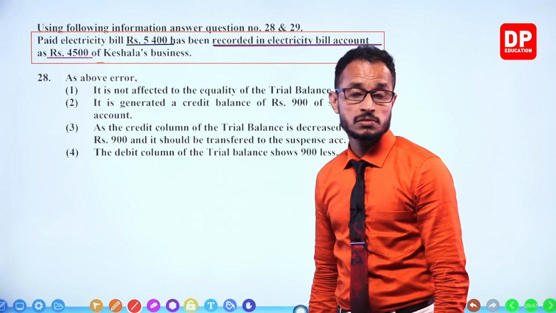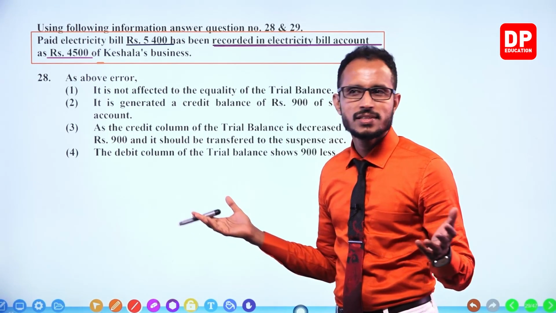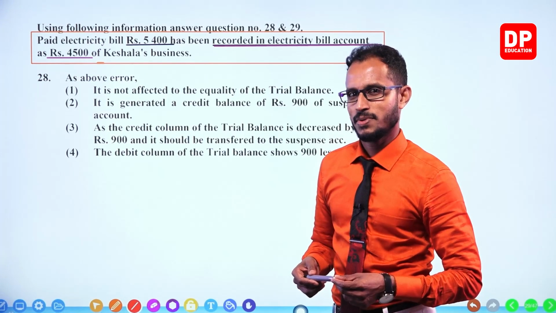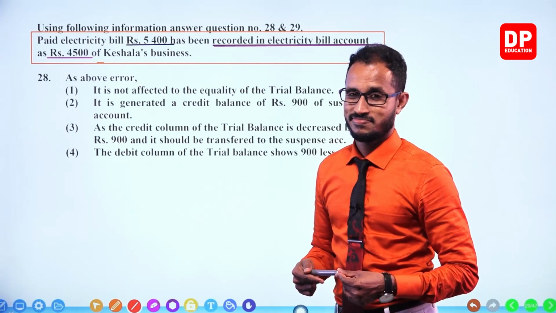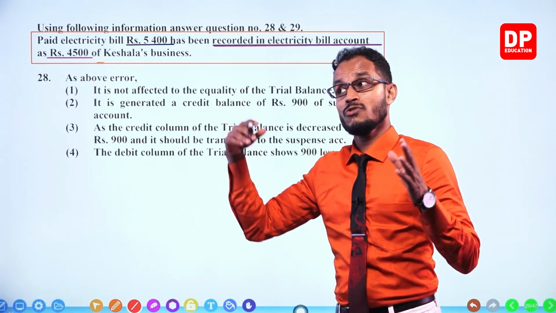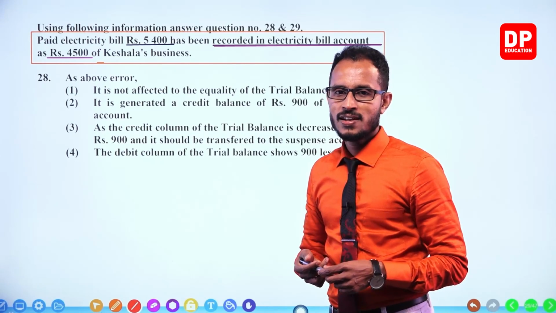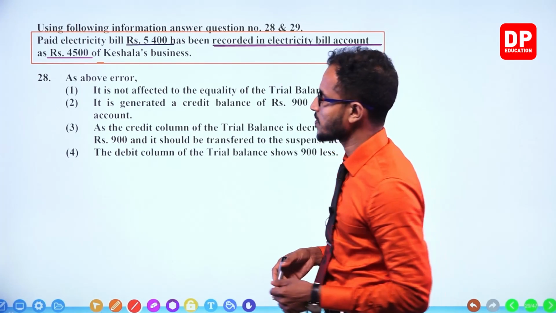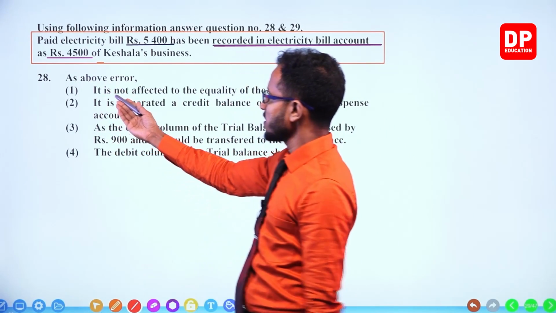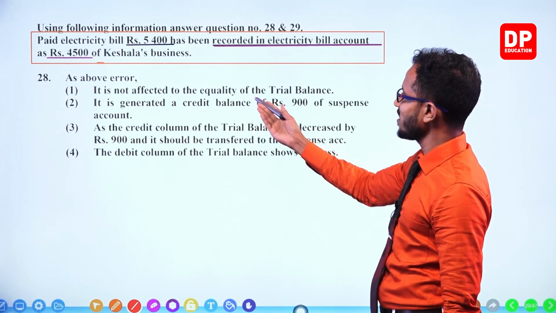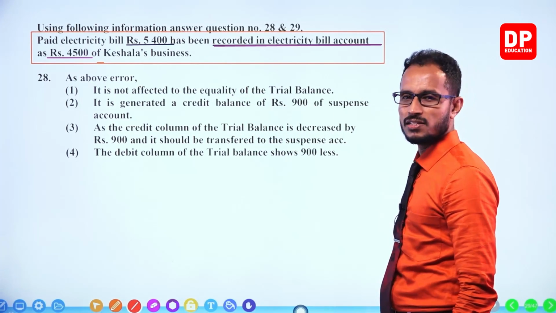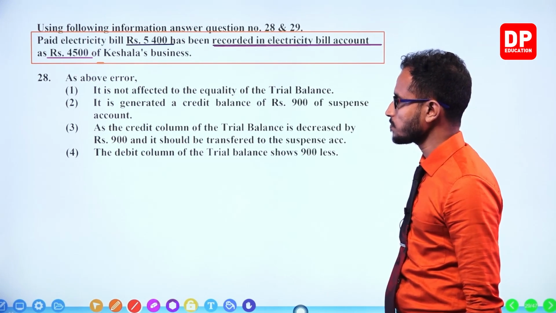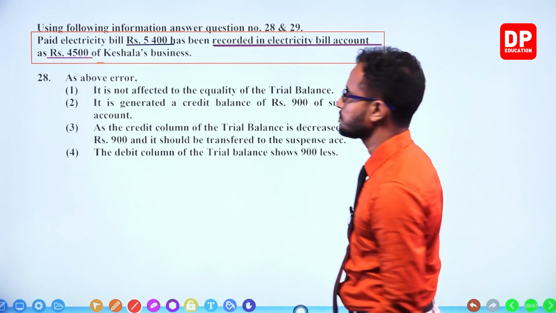As the above error. Okay. Read the question and check what they're asking. Maybe they're asking, how much is less in the electricity bill account? You thought so far about the error, but they're asking, what is the shortage? These things happen. What are they asking? As the above error, it does not affect the equality of the trial balance. These type of answers only they expect. So no need to correct this error.